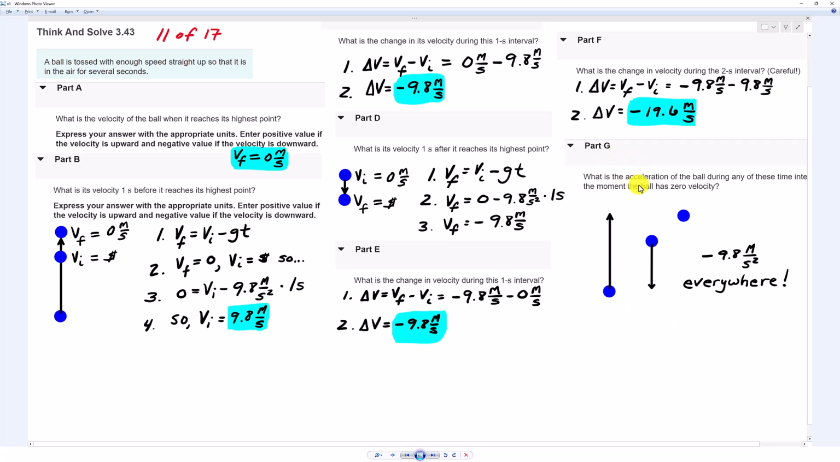And part G, what is the acceleration of the ball during any of these time intervals? So this is always the same. If an object is going up, or going down, or momentarily stationary, no matter what's going on with free fall, the acceleration is always in the negative 9.8 meters per second squared direction. Could be going up, could be going down, could be stationary. No matter what it's doing, it's always accelerating downward.